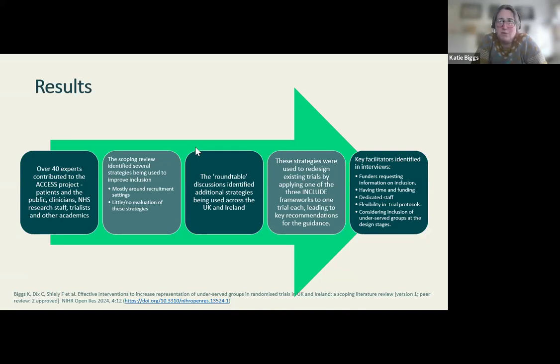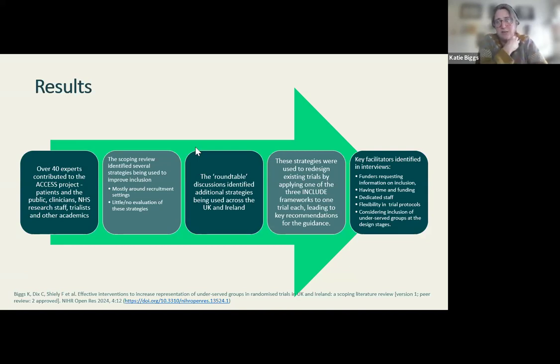From that scoping review, we grouped the strategies that were discussed into 9 domains that were based on a previous review of strategies, but that review didn't talk about the evaluation of them. And from that, we had recruitment sites, recruitment settings, community engagement, patient documentation, communication between study team and participants, flexibility, incentives, inclusion criteria, and consent process. So those were all the things that were covered in the scoping review papers, but most of them weren't evaluated.